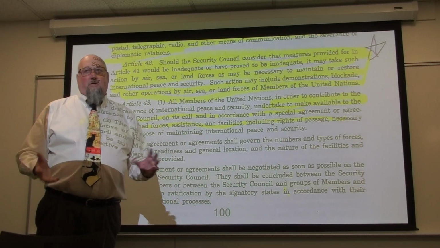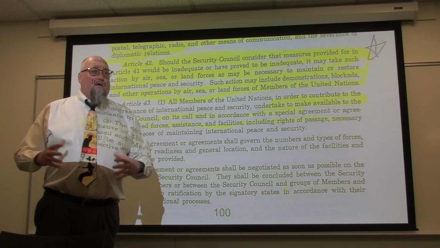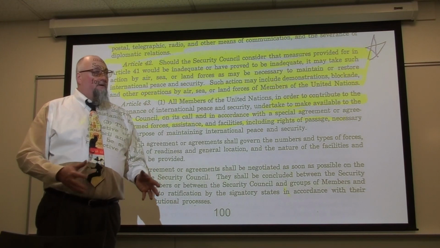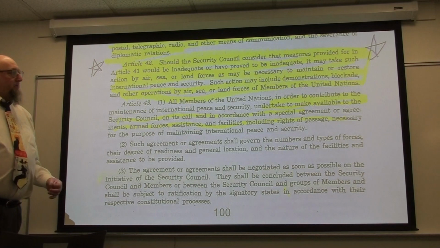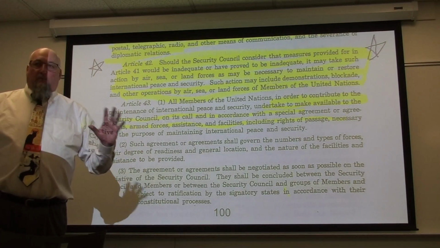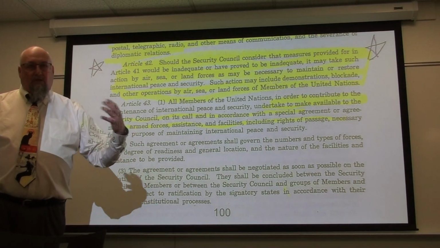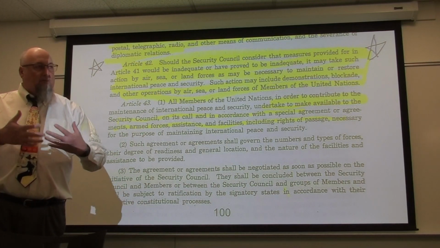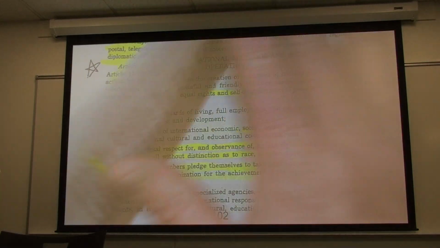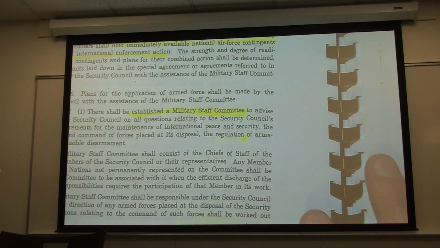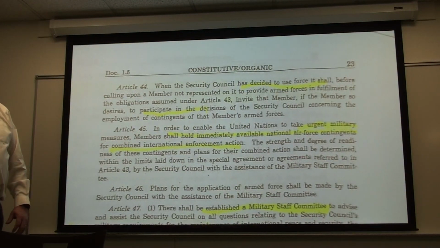Could that be changed? Could it be modified? And I doubt it under the current UN structure, and I'll show you why in a little bit. So you always have to keep that in mind when we look at the ability of the UN to engage in enforcement, the politics of the Security Council. All right, let's flip over to the next page here, just look at a few other little portions here.